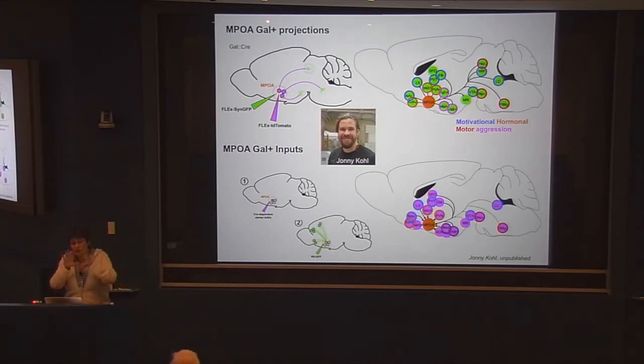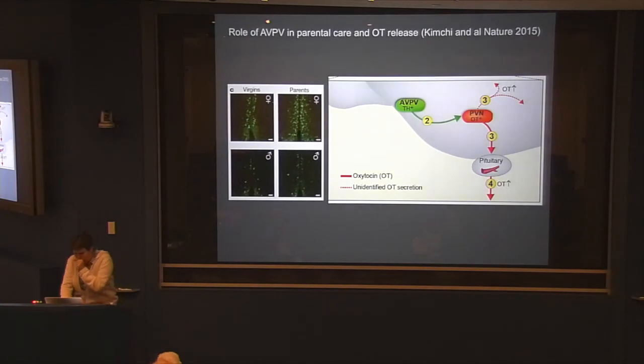But there is also a very different component to this circuit, and that's the hormonal regulation of parental behavior. And interestingly, a former postdoc in the lab, Tali Kimchi, identified the AVPV, which we found to be both an input and now an output of galanin neurons, as also essential in females for maternal behavior. And these neurons are themselves regulating oxytocin release from the paraventricular nucleus.